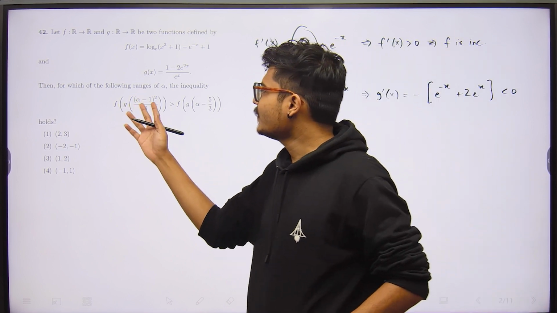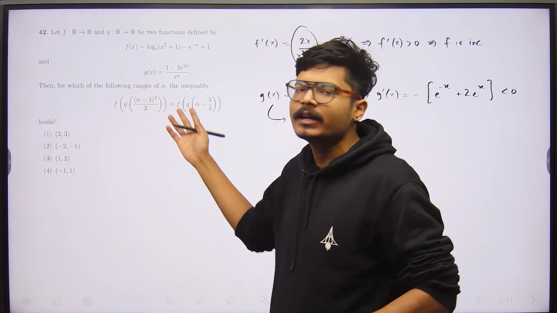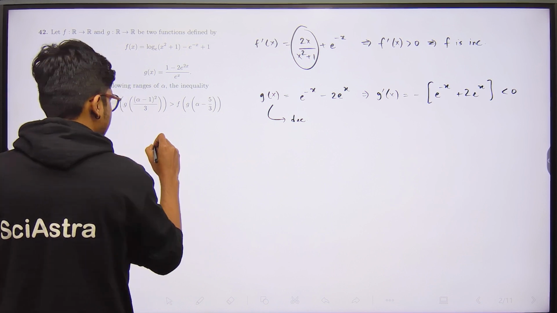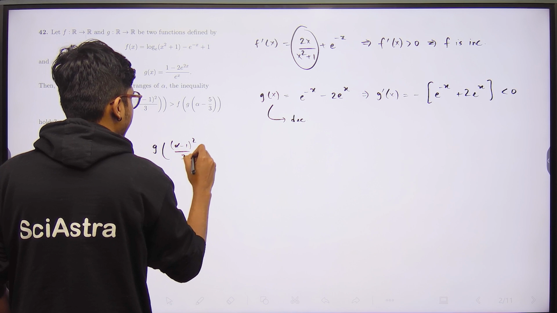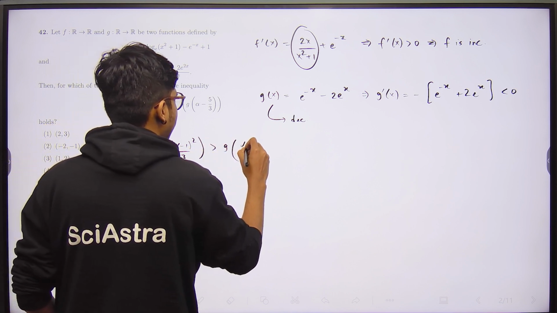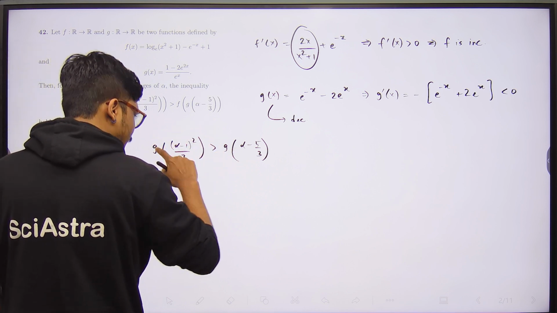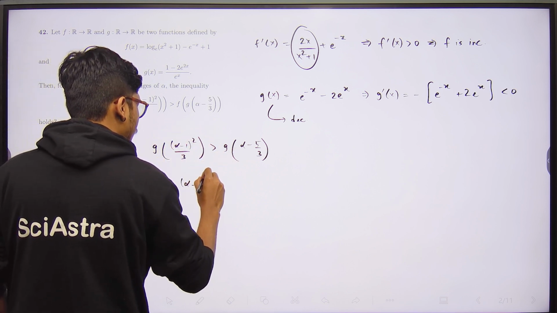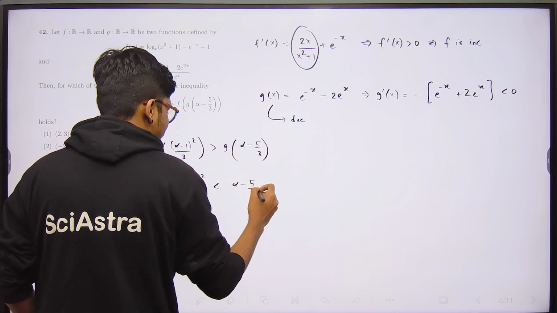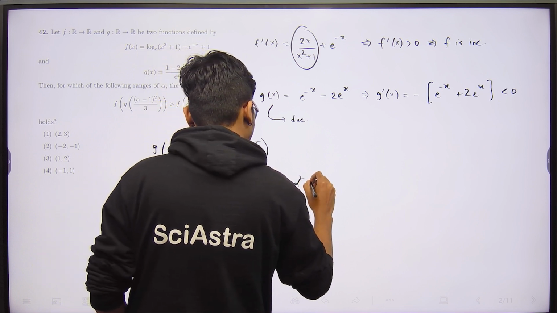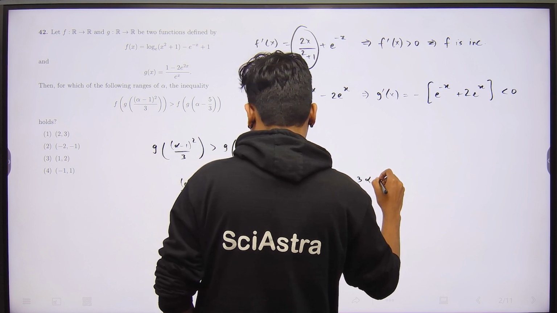Now, if f of, let's call this something, f of a is greater than f of b, because f is an increasing function, we want a to be greater than b, right? So from here we can say that this inequality is true if g of (alpha minus 1) whole square divided by 3 is greater than g of (alpha minus 5) by 3. Now because g is decreasing, the sign reverses, right? For this inequality to be true, we want (alpha minus 1) whole square divided by 3 to be less than (alpha minus 5) by 3. Multiply by 3. This is true if alpha square minus 2 alpha plus 1 is less than 3 alpha minus 5.